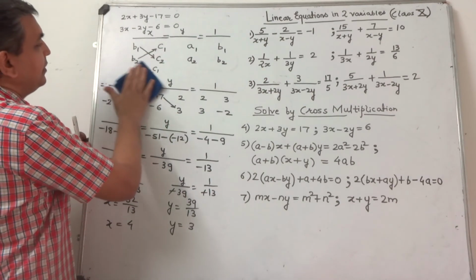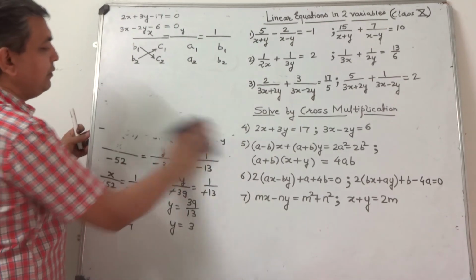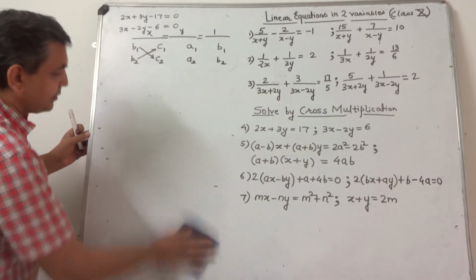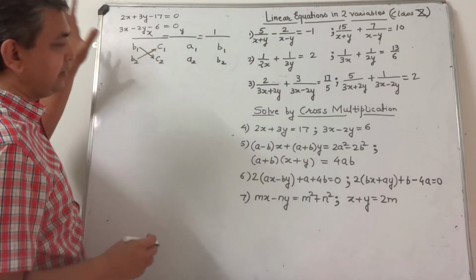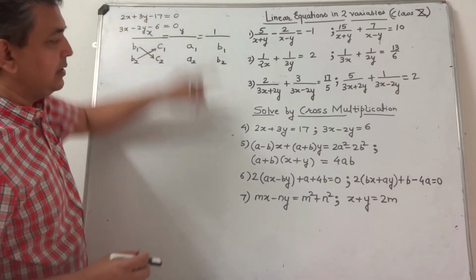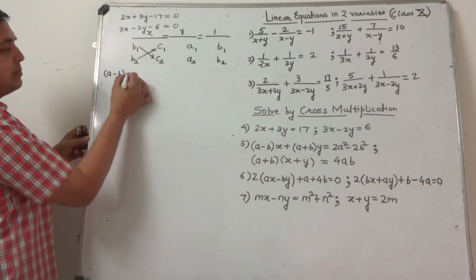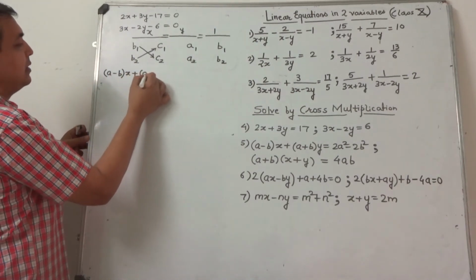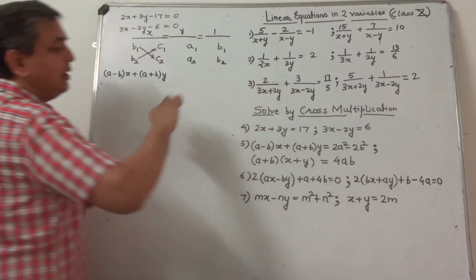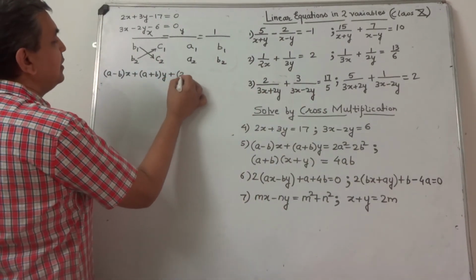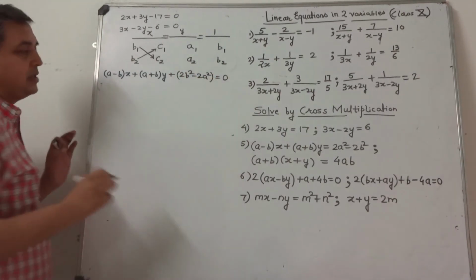Same method. We write this format as it is, just to know what we have to write. And then we compare the equations with this standard form. We have to write this. Now the first equation can be written as (a minus b) into x plus (a plus b) into y. We want these terms on the left hand side, so plus 2b square minus 2a square equal to 0, the standard form.